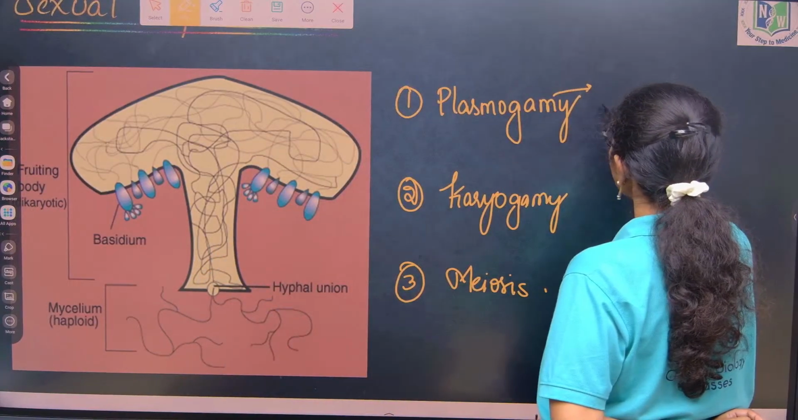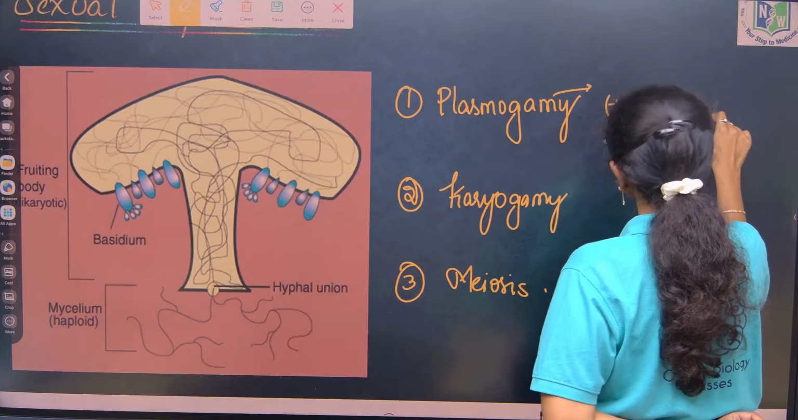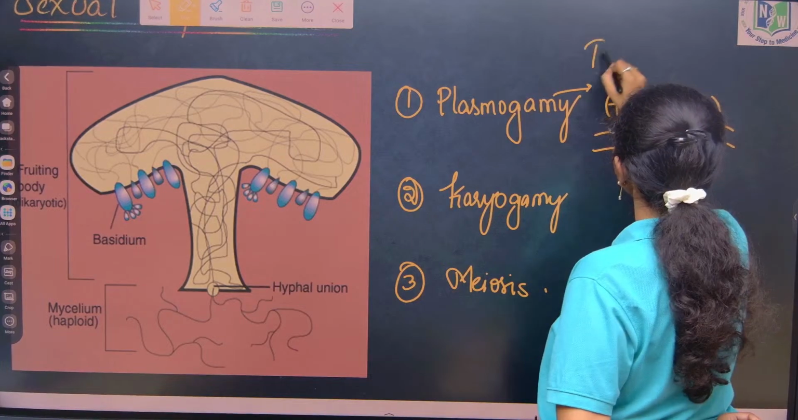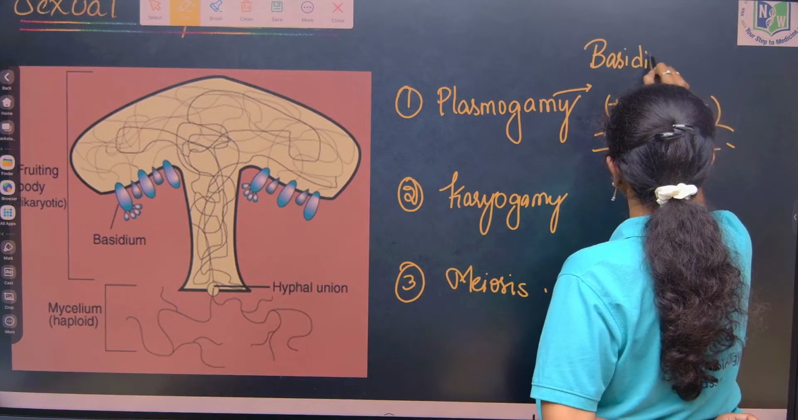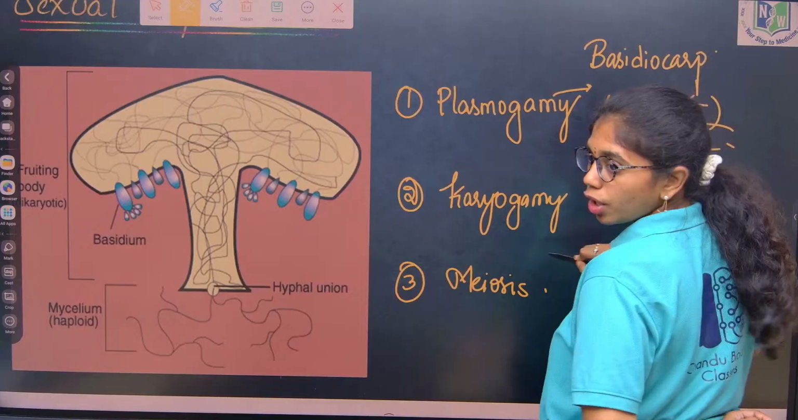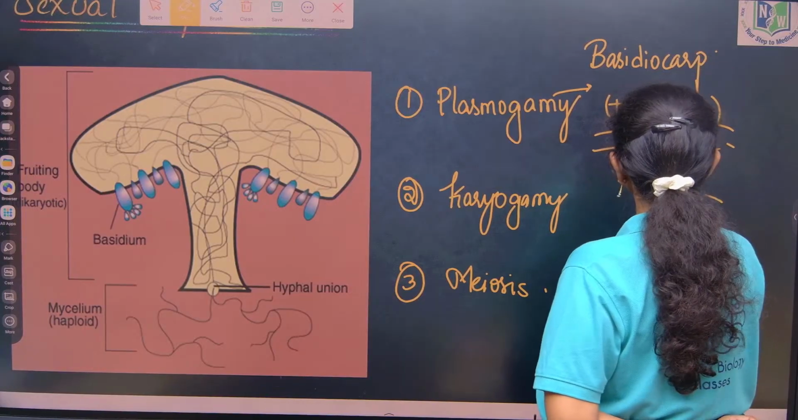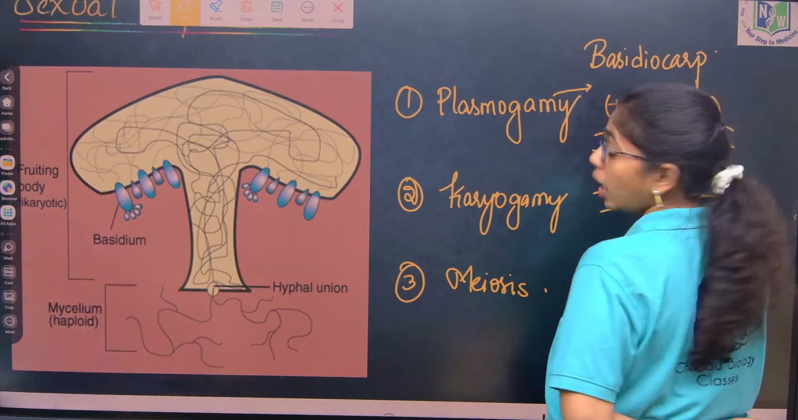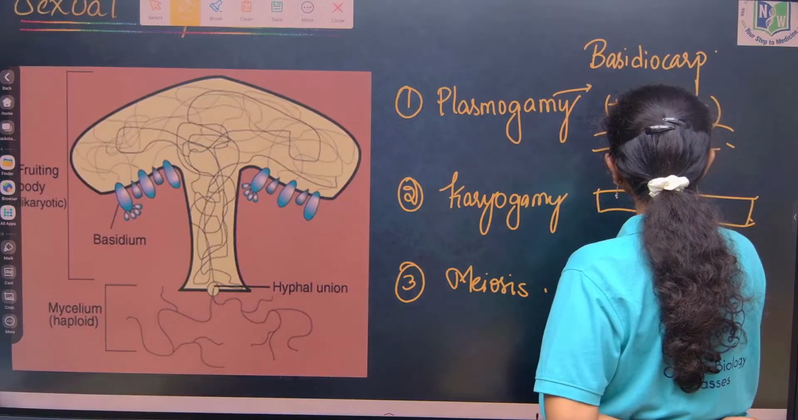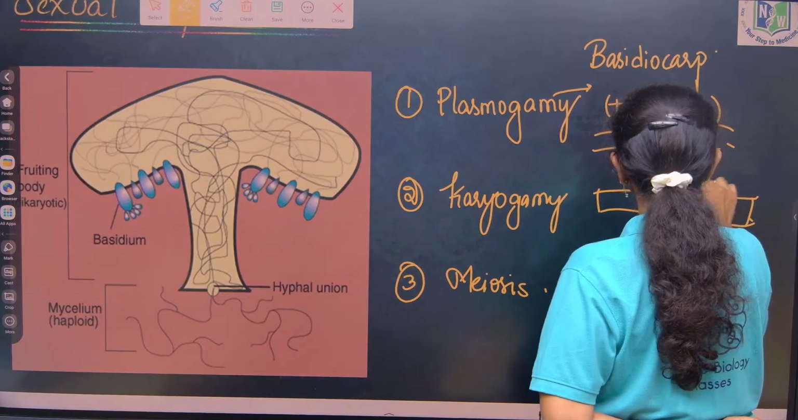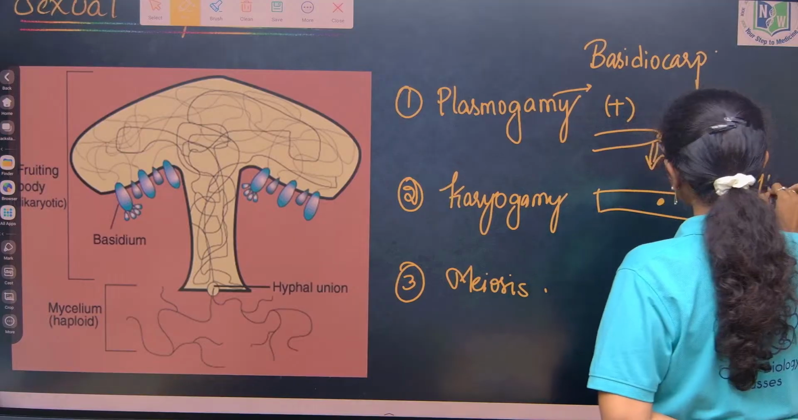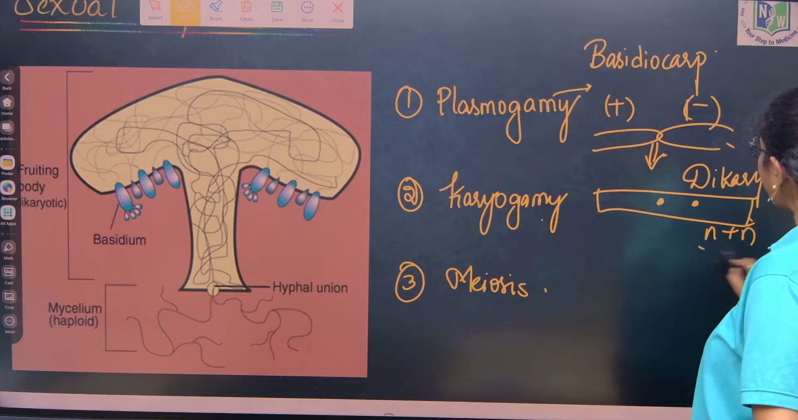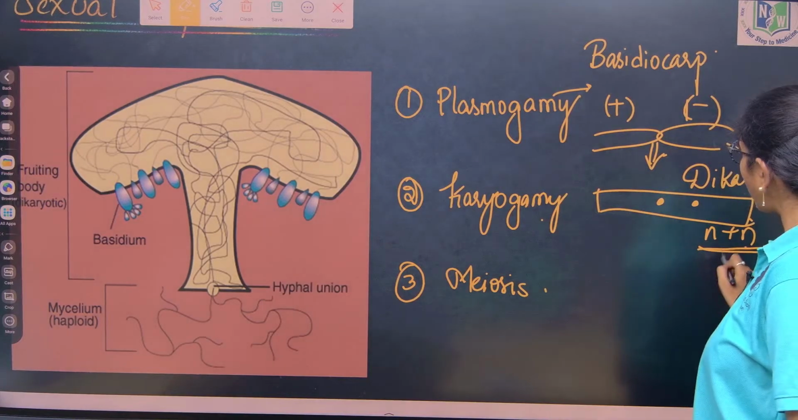Plasmogamy is the fusion of two different strains, two different plasma or two different hyphae. This fusion happens inside the fruiting body, the basidiocarp. Post fusion, after plasmogamy, you can see the dikaryon structure. Dikaryon is an N plus N structure.